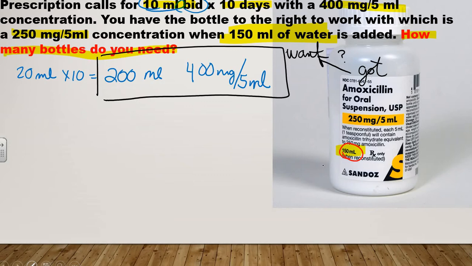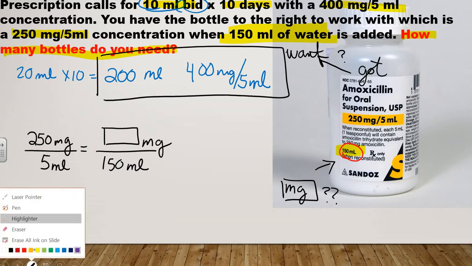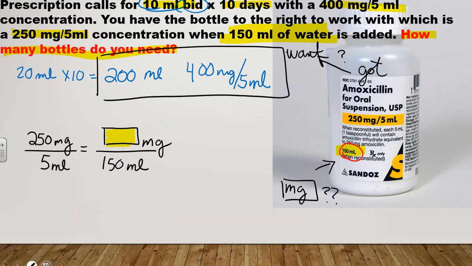Okay. Step 1 is we're going to figure out how many milligrams of medication are in the bottle to begin with, the bottle you're looking at, because it's a different concentration. So you take that concentration, 250 milligrams over 5 milliliters, and this bottle makes 150 milliliters. We're asking ourselves how many milligrams are here to begin with. We don't see it on the side of the bottle. That's what we're looking for.